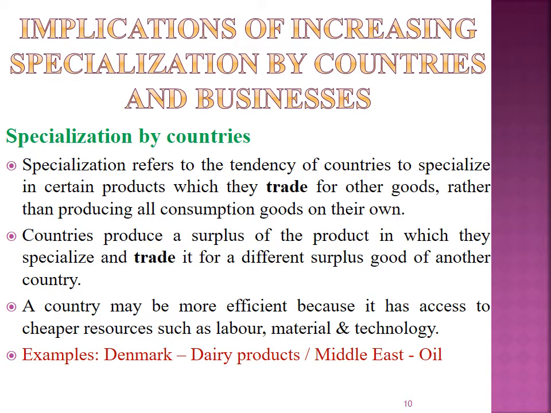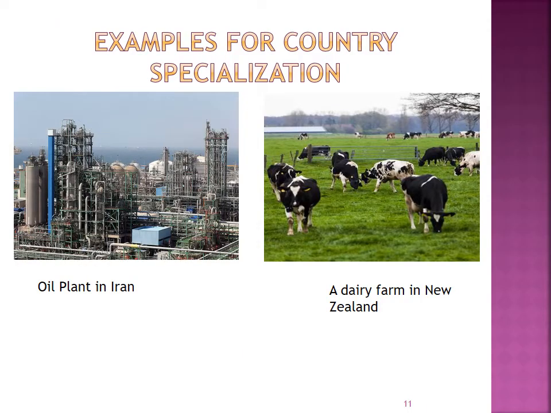So here I have given you two examples. Denmark is producing dairy products at low cost in a very high quality manner, and the Middle East is specialized in oil manufacturing. In this slide I have given you two examples of country specialization. The first picture shows the oil plant in Iran. The other one is a dairy farm in New Zealand.